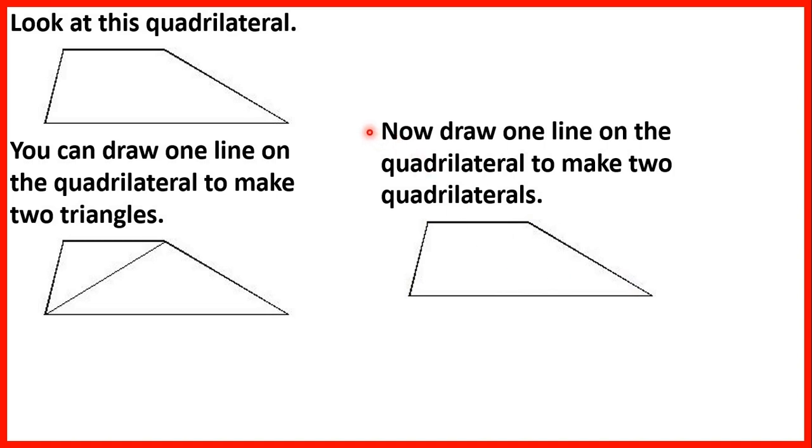Now draw one line on the quadrilateral to make 2 quadrilaterals. So we need to make 2 4-sided shapes. If we draw a line here, we have a 4-sided shape on the left and we have a 4-sided shape on the right, so we've made 2 quadrilaterals.